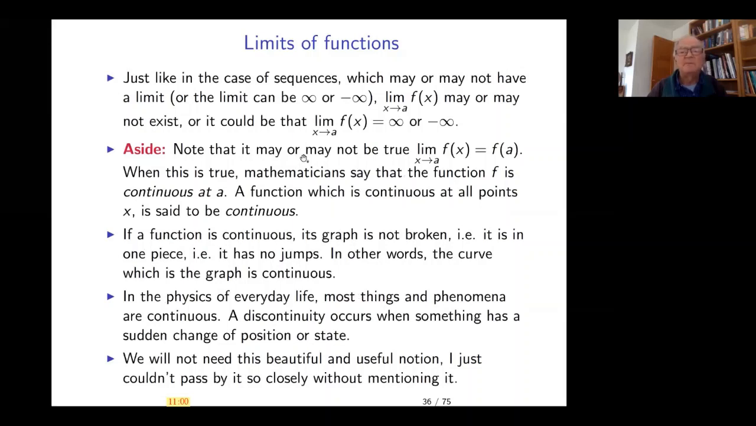So now, functions may or may not have a limit at a given point. And that's just a good thing to be aware of. We don't need this notion. And there is also the notion of continuity of a function, and I will skip that. All I am saying here is that in the physics of everyday life, most things and phenomena are continuous. A sudden change of state or an explosion may make something discontinuous, but in a normal sequence of events, things are continuous. This is a very beautiful and useful notion, and calculus today wouldn't exist without this. So I couldn't just go by and not even mention it.